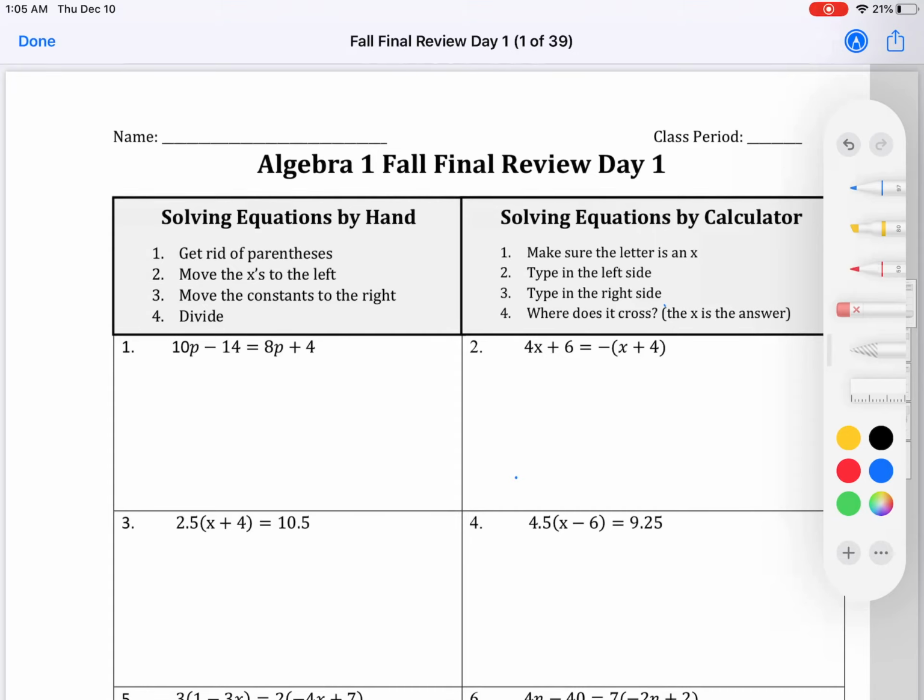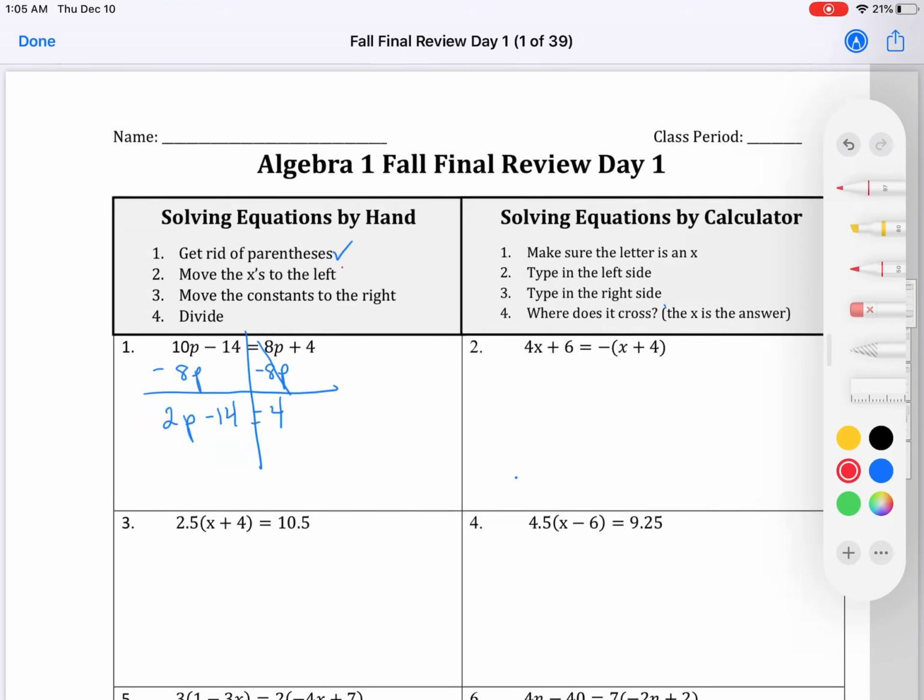In number 1, to solve this equation by hand, I'm going to start by reading the directions. Number 1 says, get rid of parentheses. There are no parentheses, so that's done. Step 2 says, take the letter and move it to the left. So that's going to be a minus 8p, minus 8p. 10 p's minus 8 p's is 2p. Then we bring down the minus 14, and we bring down the positive 4.